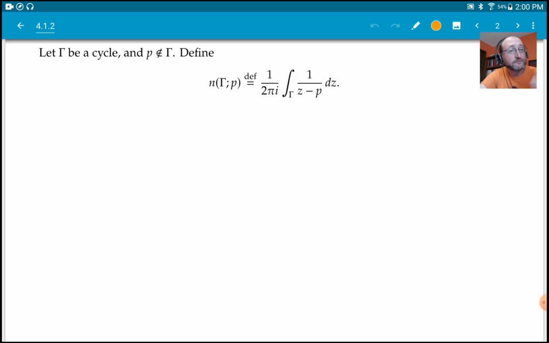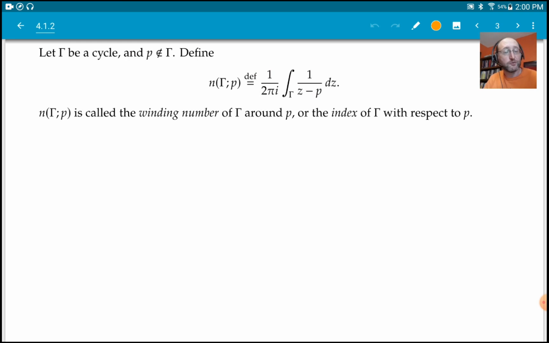All right, so let's define winding numbers. Let gamma be a cycle, and p is some point not on the cycle. We're going to define what we're going to call the winding number. We're going to write it like this, n of gamma and p, and we define it using this integral. It's the integral, and the 1 over 2 pi is just to make sure we get integers in the end, as you'll see. But basically, we're integrating 1 over z minus p, so we're going to be talking about the logarithm. That's just by definition. You can just do that, right? And that's what we call the winding number of gamma around p, or sometimes the index of gamma with respect to p.